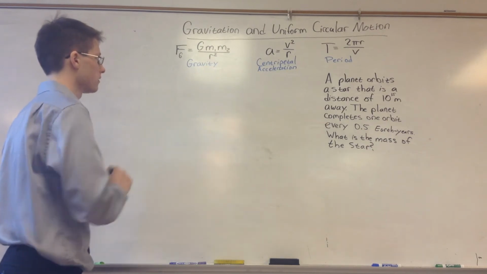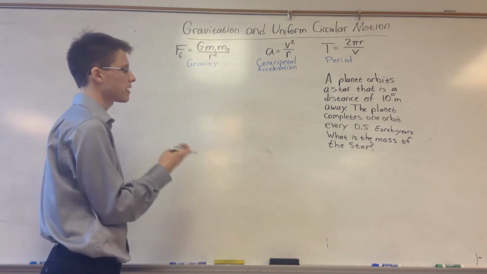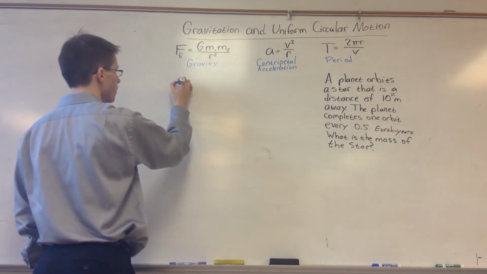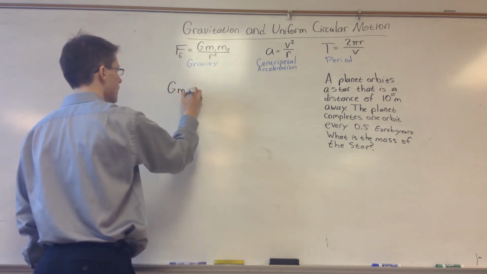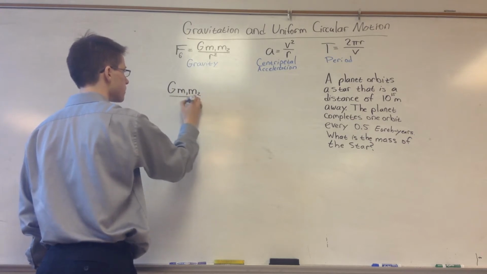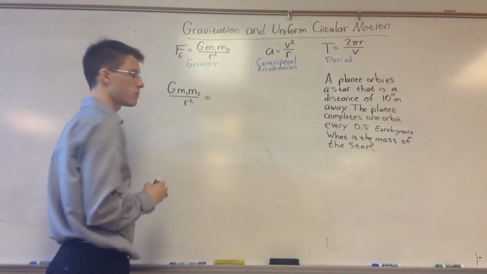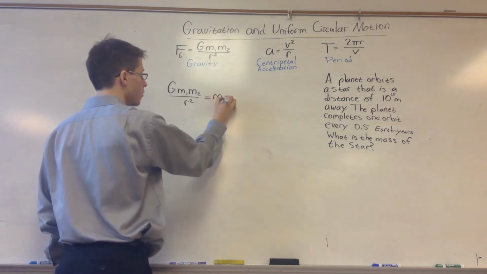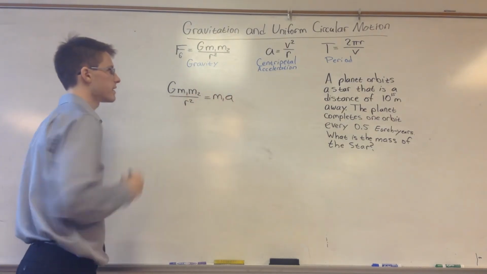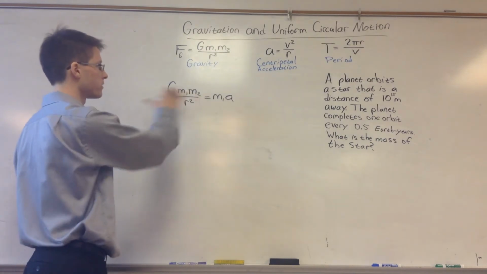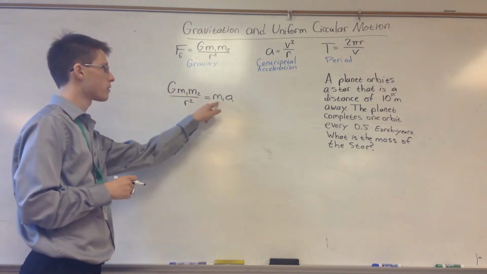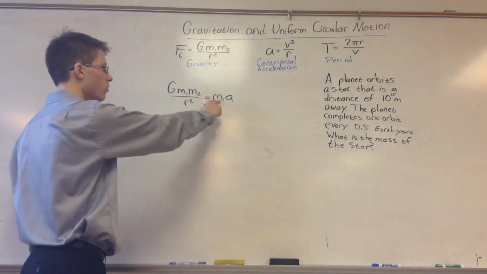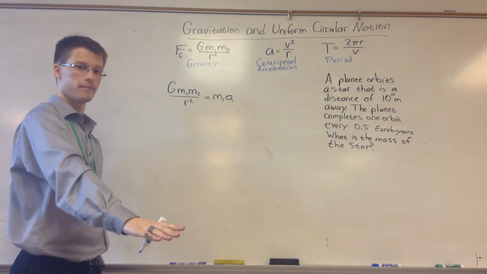So if we do that here, if we're looking at the object that's orbiting the star, that object is going to feel a force of G m1 m2 over r squared, and the net force on that object is, according to Newton's second law, m1 a. I'm going to say that m2 is the mass of the star and m1 is the mass of the planet, and we're interested in the net force on the planet, m1 a. So, this is totally fine.